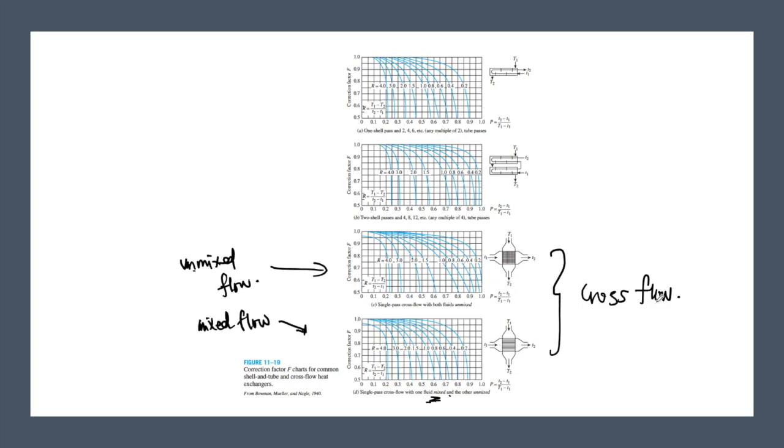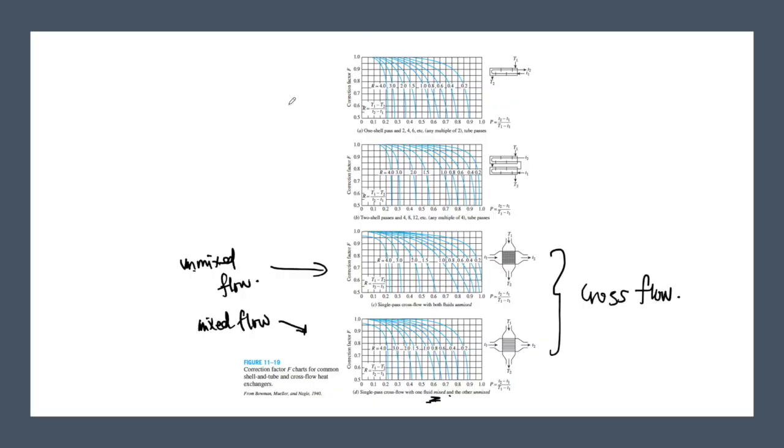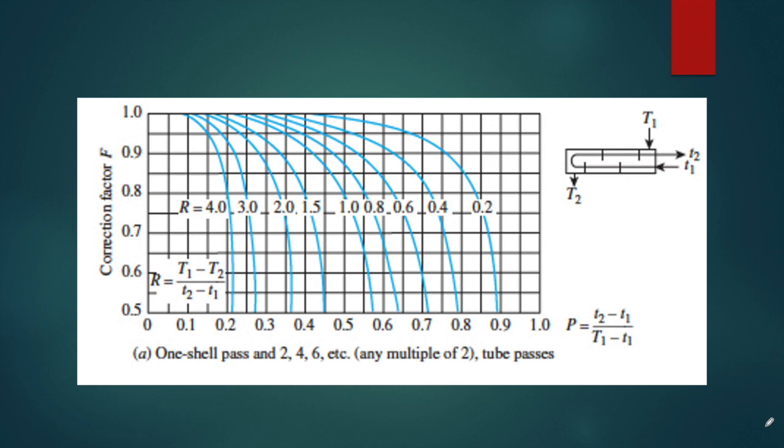So how do you refer to this figure or this chart? I enlarge one of these charts, chart A. So we have the P value here and then the R value. You have to determine the values of P and R, substituting the value of T. Here, uppercase T is for shell, and lowercase t is for tube. You may refer to this figure: T is for the shell side and t here is for the tube side. So one shell pass and two tube passes, for example.